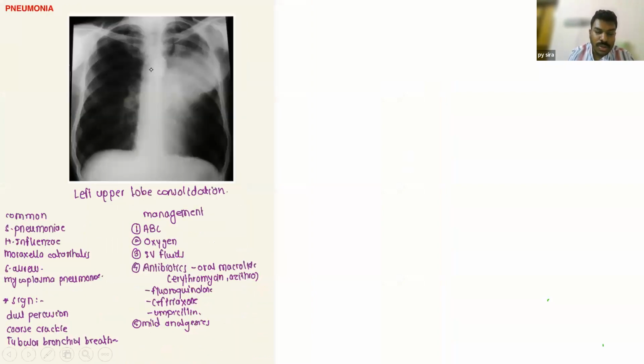Then next, you see this X-ray. This is again an overexposed X-ray. It is going to be a PA view. You can see the clavicles are equidistant on either side.